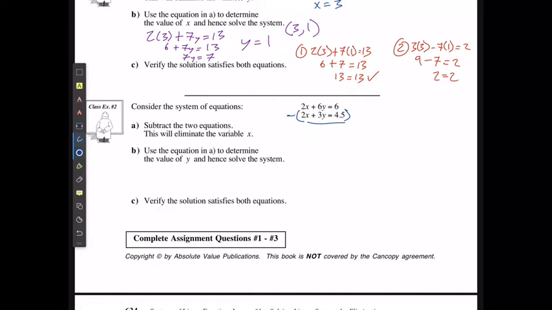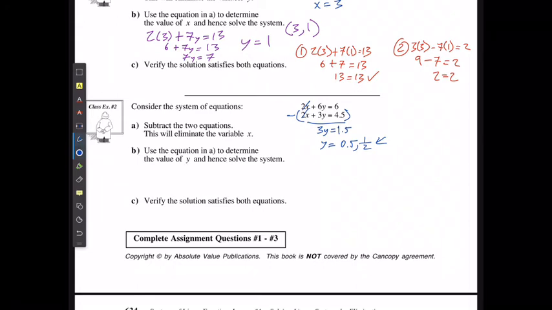So if I have 2x minus 2x, the x's cancel out. If I have 6y minus 3y, I'm left with 3y. And if I have 6 minus 4.5, I have 1.5. Now, if I divide in order to solve for y, I'm going to say that y is equal to 1.5 divided by 3, which is either going to be 0.5 or 1 over 2. Remembering that we typically prefer fractional answers.